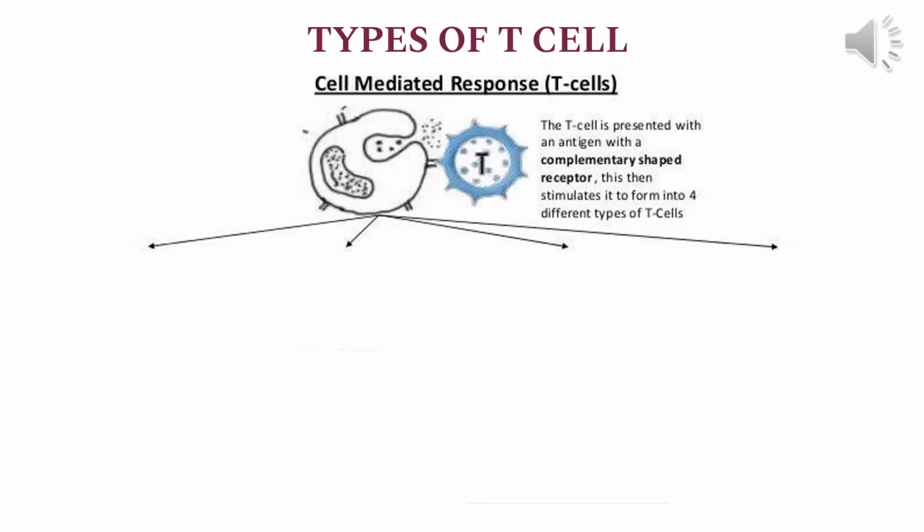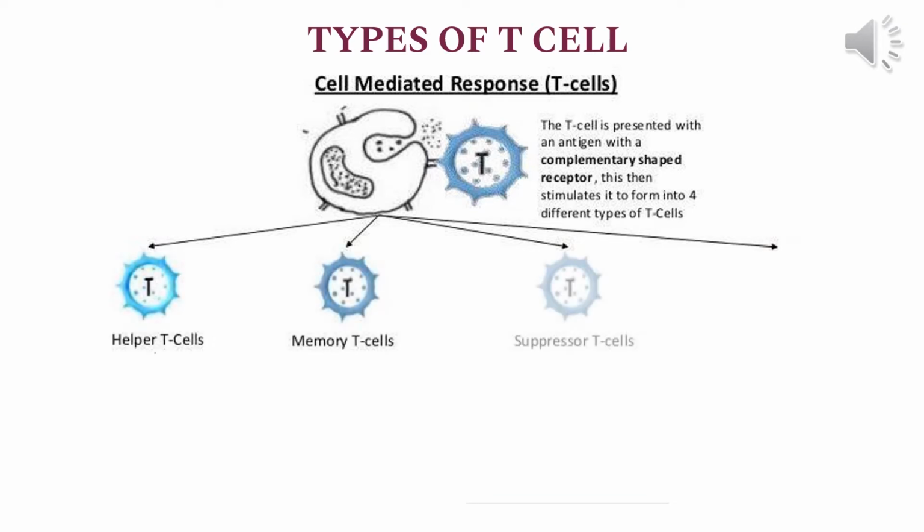Now I will talk about the types of T cells. As you can see in the picture, the T cell is presented with an antigen with a complementary shaped receptor. This then stimulates it to form into four different types of T cells: helper T cells, memory T cells, suppressor T cells, and cytotoxic T cells.